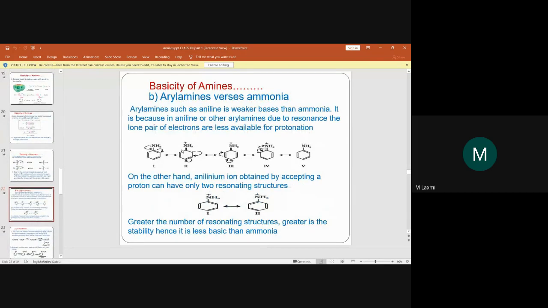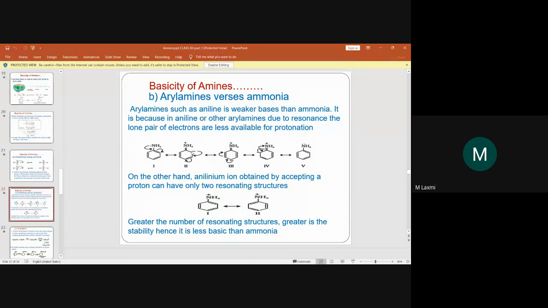Then this is aromatic amine. Why are they weaker bases than ammonia? Because you can see the aromatic ring is electron withdrawing in nature. Whenever I say aromatic ring, then a double bond is present. If a double bond is there, then resonance possibility is there. When resonance is there, then the lone pair of electrons is less available for protonation.